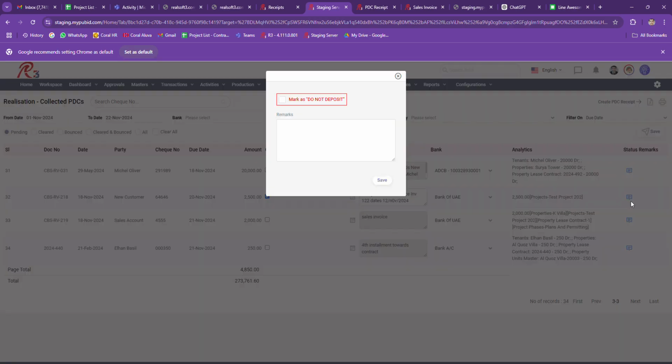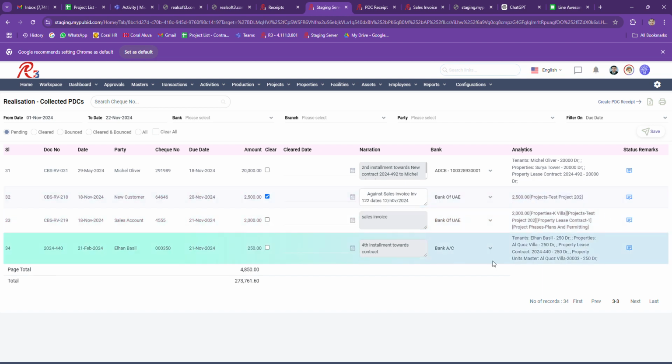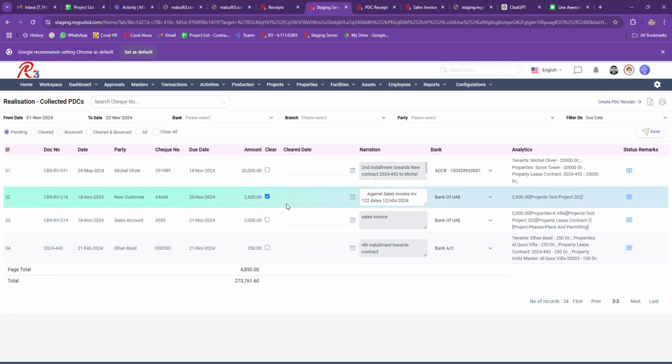So here now you can see mark as do not deposit. For a particular check, if you want to favor the customer and he is telling you do not deposit this check, then you can mark it as a do not deposit check also. And remarks also you can post. This is the reason why he is telling you do not deposit. So here we are going to clear this check. Okay, you select this and then just save.